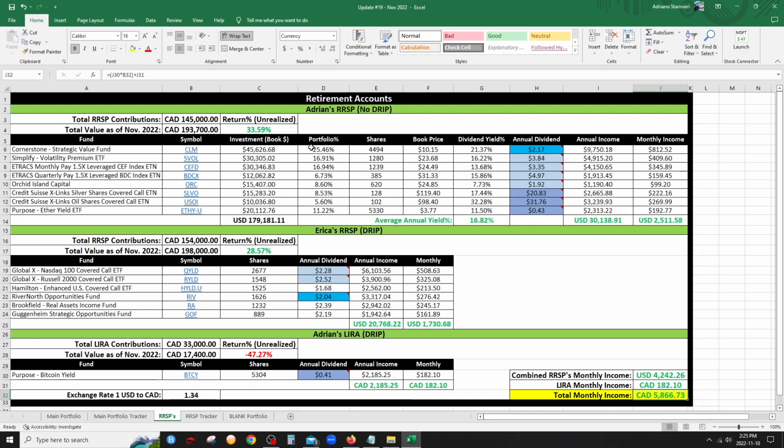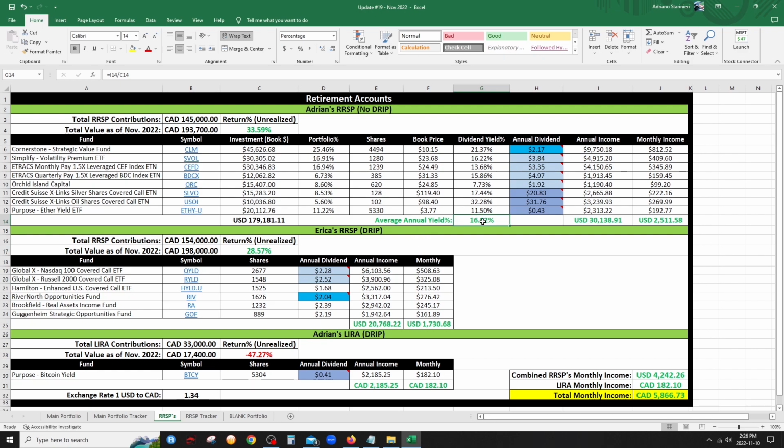I do a little bit more tracking on mine because there's no DRIP. So here I really do track my book prices, so you could see the yield for each one, the total yield on my account, whereas my LIRA and Erica's RSP, I don't track it, but Erica's RSP is probably going to be around yielding about 12. Will always be about 12 or a little over 12% yield.